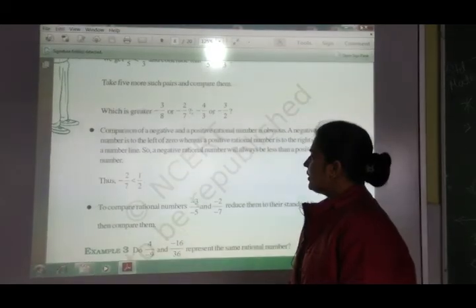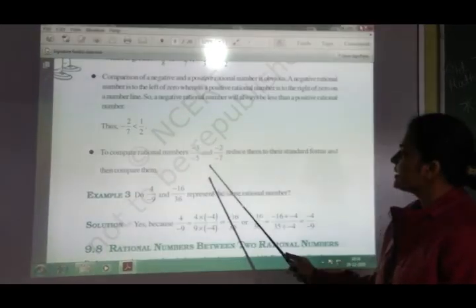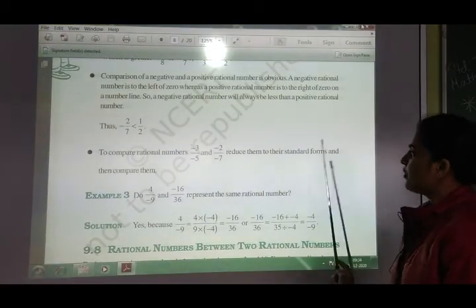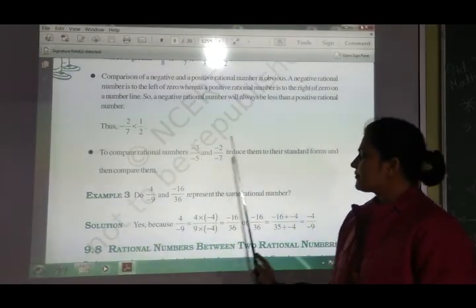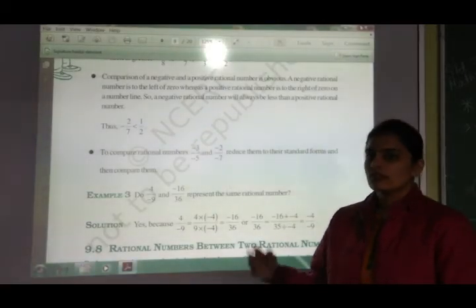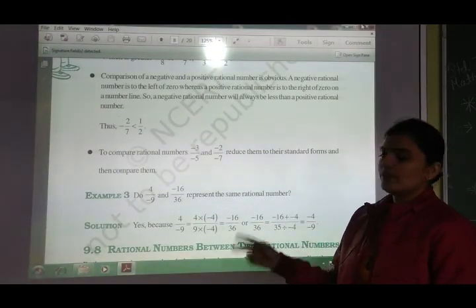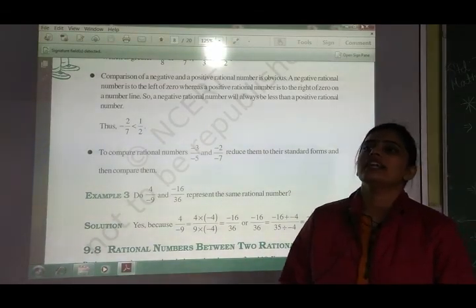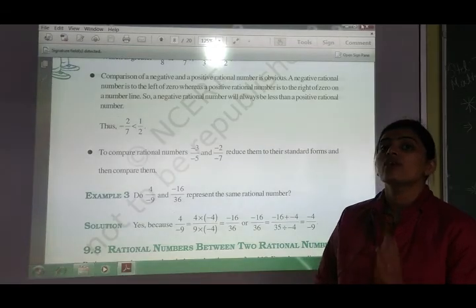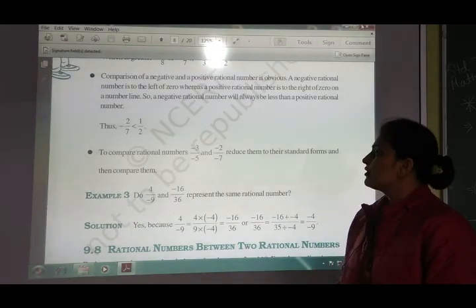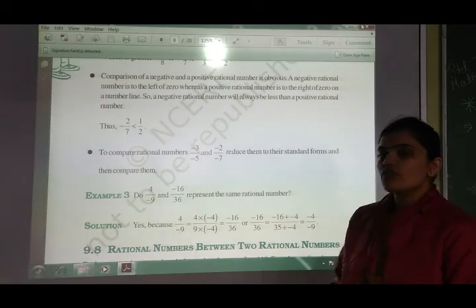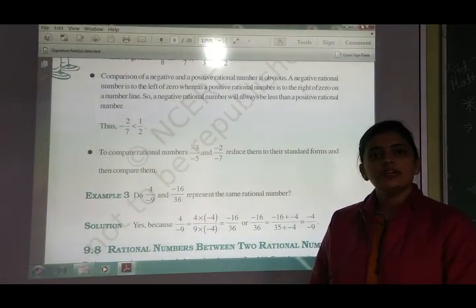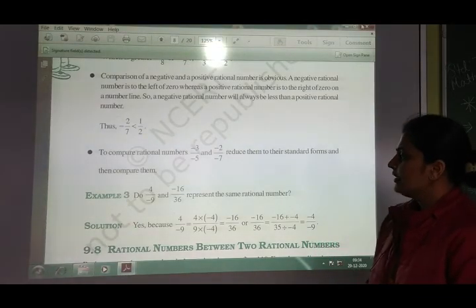Another thing, to compare rational numbers -3/5 and -2/7, reduce them to their standard forms and then compare them. Standard form we have to convert them. That means both of them we can convert, here negative and negative is there. So we can write -3 by -5 is what? They are positive. So here it will be 3/5, which is a positive rational number, and 2/7 is also a positive rational number. After that you can compare them.